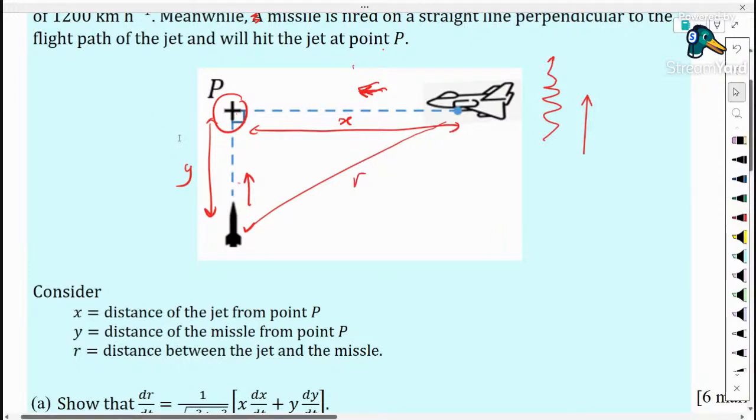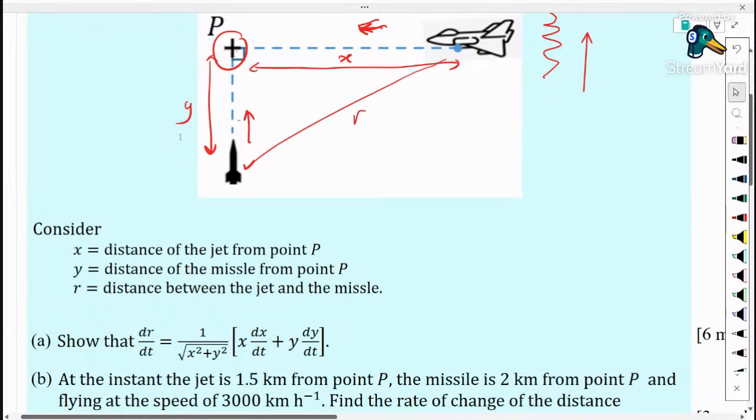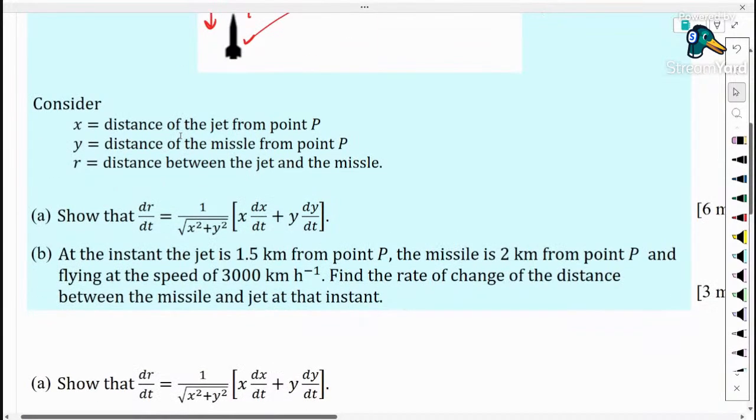Now what you need to do is, based on this info of x, y, r, show that dr/dt is equal to the following equation. And then in part B, at a certain instant, we want to find the rate of change of the distance between the missile and the jet, which is dr/dt. So in other words, if you fail to prove part A, you can still try your luck using this result to solve part B.